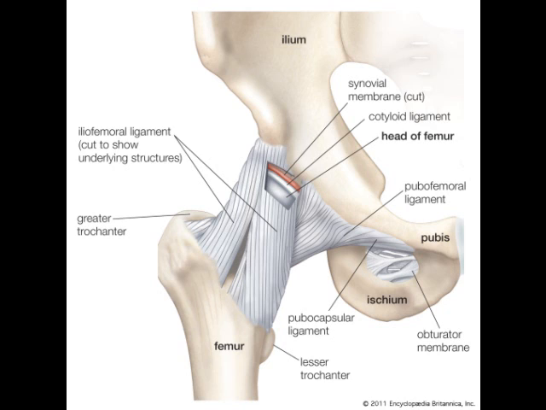There's the head of the femur, which is the top part of the bone, and the iliofemoral ligament. Then there's the greater trochanter part of the femur bone, which is the part that stands out on the lateral edge of the bone. It protrudes there. And then in the bottom right there, that part of the femur bone is called the lesser trochanter.